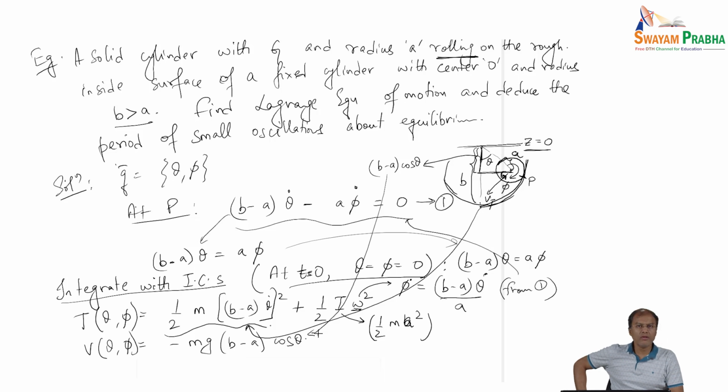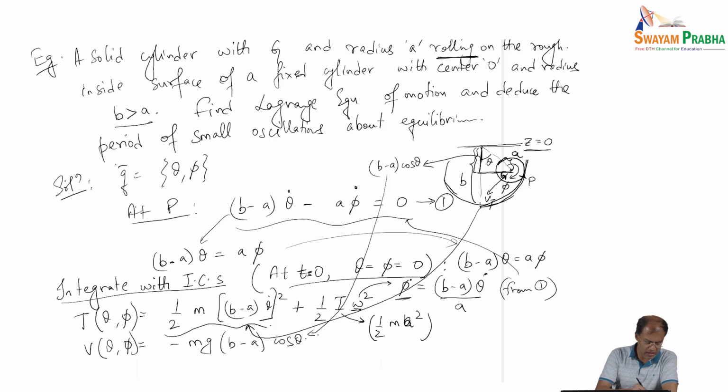Now we worry about the Lagrange equation. We already have the potential energy and kinetic energy. This is again a conservative system. We have to write down the Lagrange equation of motion for theta and phi. We don't even worry about the equation of motion for phi, because phi has been eliminated from our system using the kinematic constraint. So we will have only one generalized coordinate, which is theta.